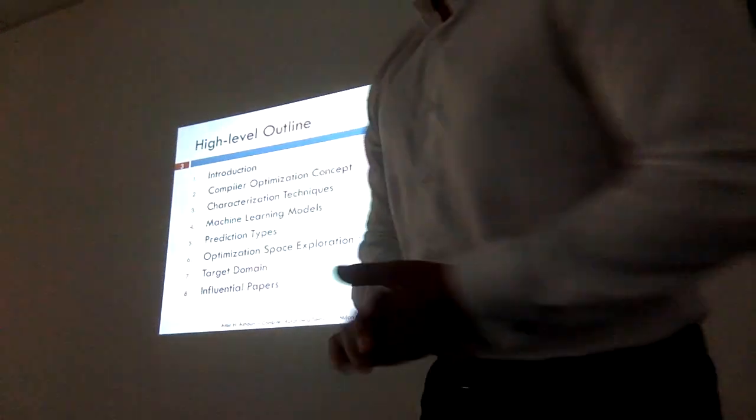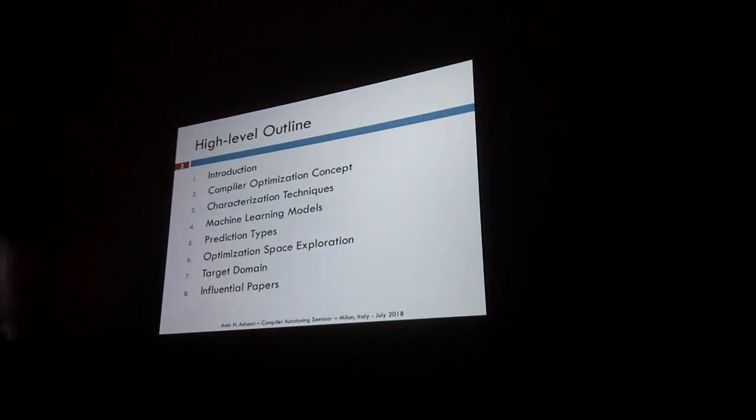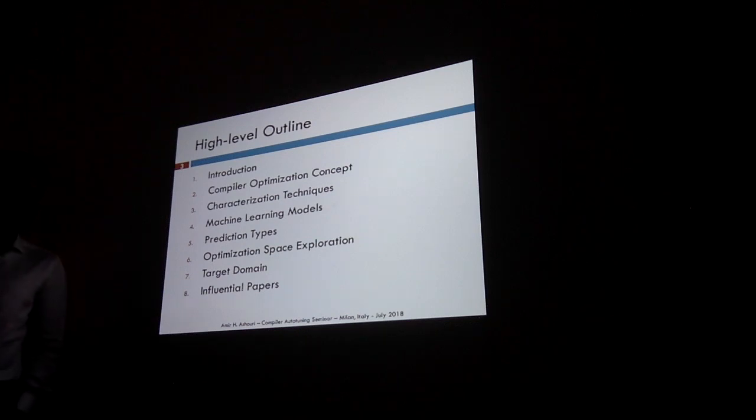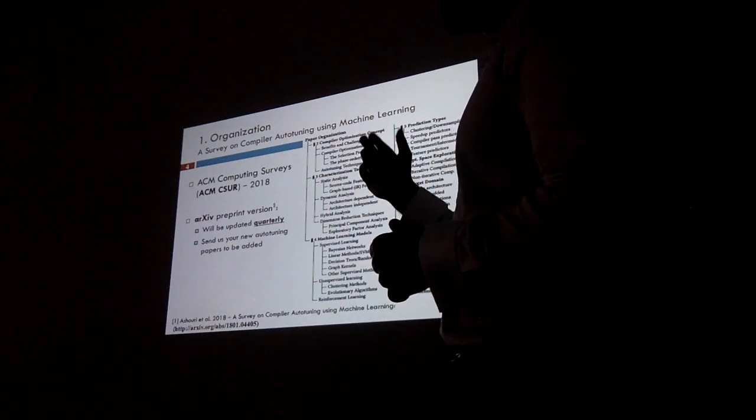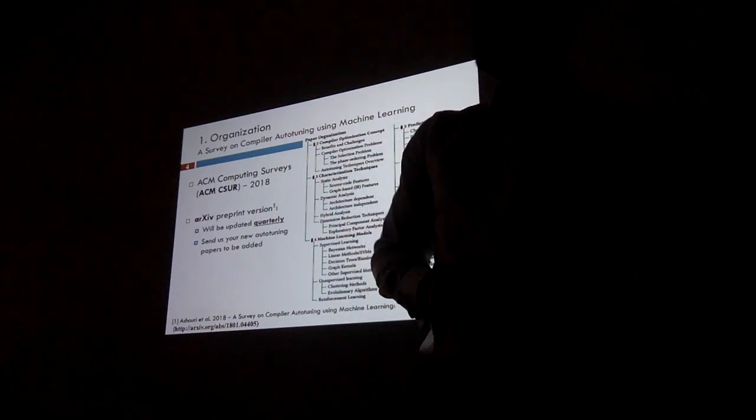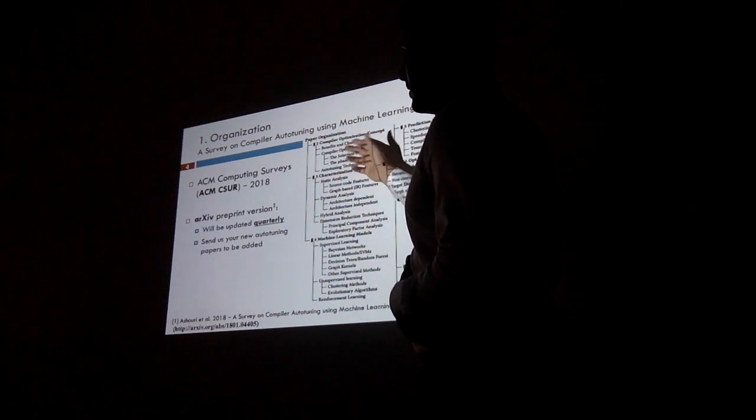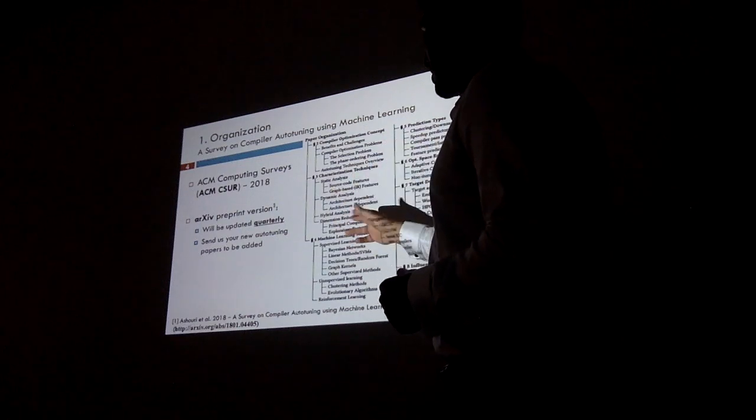So let's go into the outline of the talk. First I'm going to get started with the introduction of the problem and the concept of compiler optimization. Then I'm going to go forward with the characterization technique, different machine learning models, prediction types, and different ways that we can explore the optimization space, and finally the target domain. In the very last slide, I'm going to talk about the influential papers that we had in the past 20 years. This was a screenshot of the organization of the paper that we had in the survey. For this talk, I'm trying to conform to that structure: compiler optimization concept, characterization, machine learning, and so on.